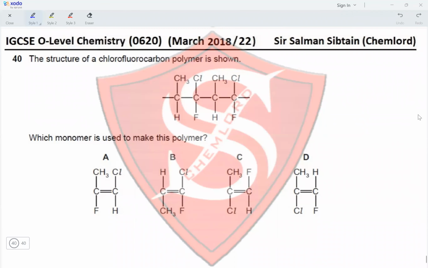Question 40. The structure of chlorofluorocarbon polymer is shown. Okay, so there is no ester or amide bond. So this is an addition polymer. Let's identify the repeat unit. So we begin from here. And here we can see that it has started repeating.